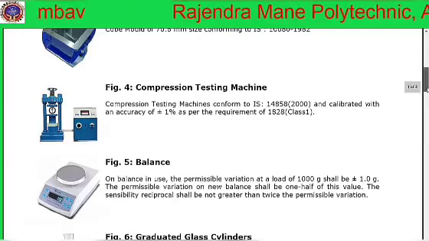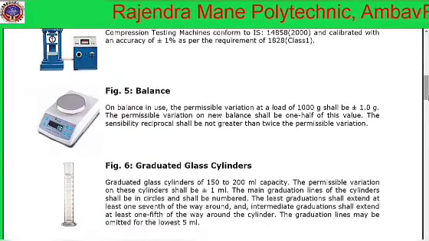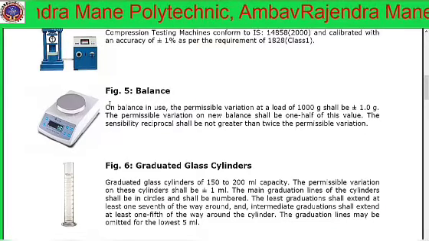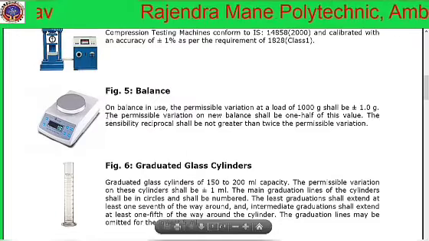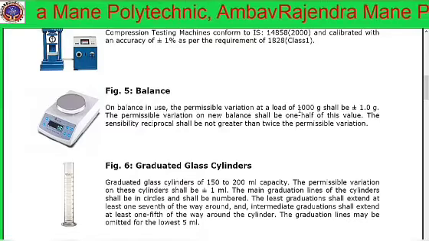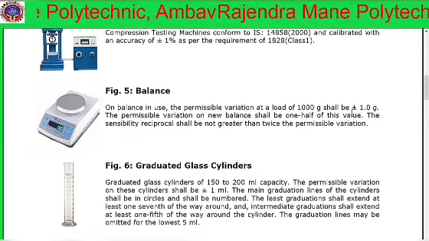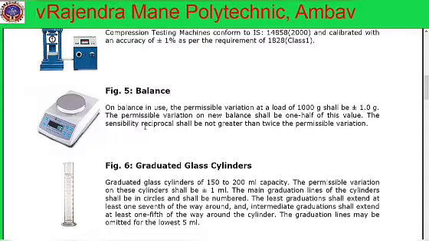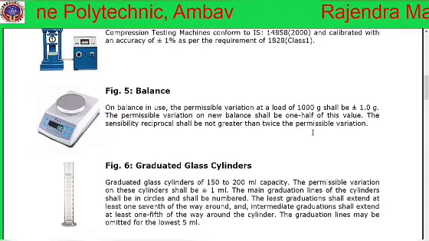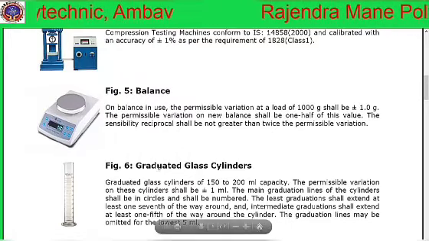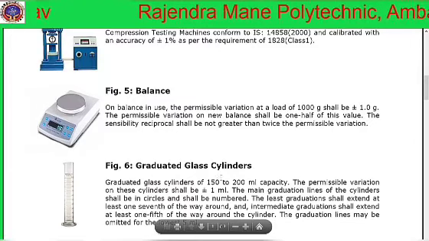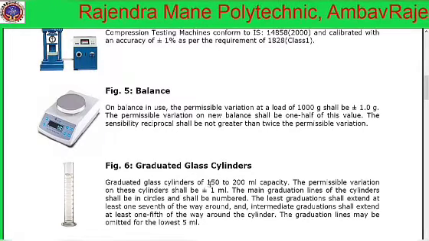IS 1828 class 1. Then we require a digital balance for weighing the ingredients of mortar, that is cement, sand and water. The permissible variation at the load of 1000 gram shall be plus minus 1 gram. Sensibility reciprocal shall be not greater than twice the permissible variation. Then a graduated glass cylinder for measuring water, of capacity 150 to 200 ml.